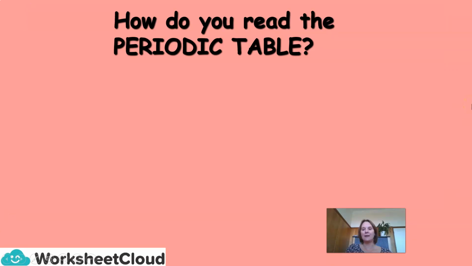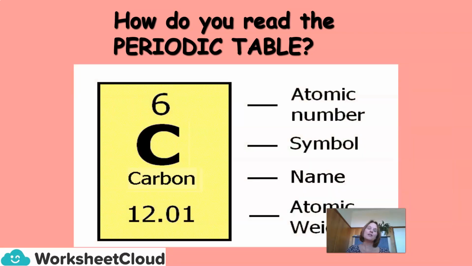Okay, now let's start with how do you read the periodic table? Okay, so the periodic table has an atomic number, a symbol, a name, and an atomic weight. So the atomic number we'll go into in a lot more detail, the symbol, the name, and then the atomic weight. Just remember the protons and the neutrons in the nucleus of the atom make up most of the atomic weight.